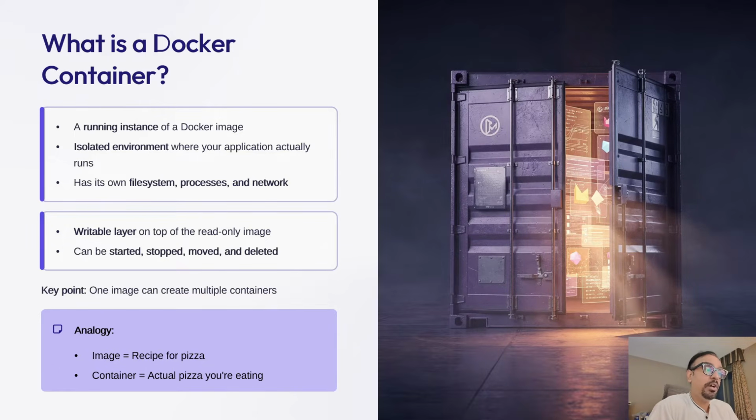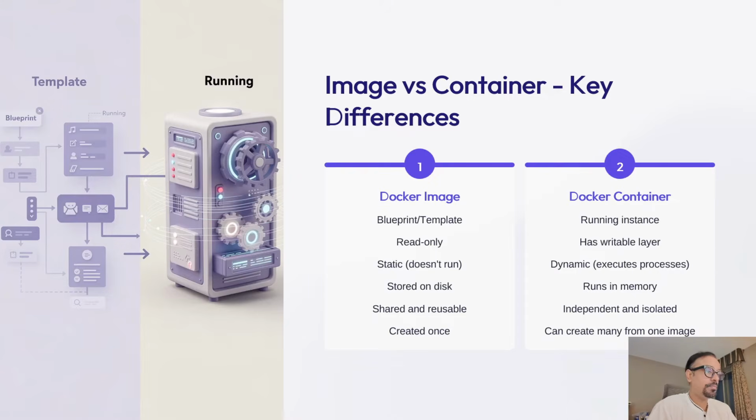And here's the magic. From one image, you can create multiple containers. It's like having a pizza recipe. You can use the same recipe to make 10 different pizzas. Each pizza is independent, but they all come from the same recipe. Similarly, you might run 5 containers of a web application from one image to handle more traffic for your application.